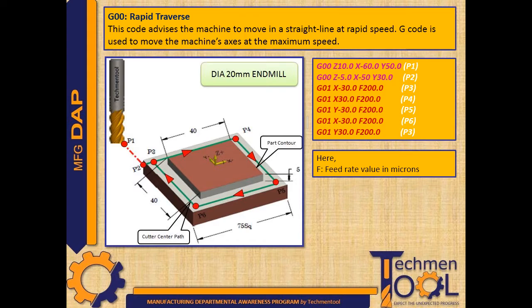Here you can see that the 20 mm dia end mill tool rapidly moves to the Z10 X-60 Y50 point, that is P1. Then rapid movement takes place to the mentioned Z-5 X-50 Y30 point, that is P2. After that, respective linear movement as per instructed points takes place, that is P3, P4, P5, P6 points.